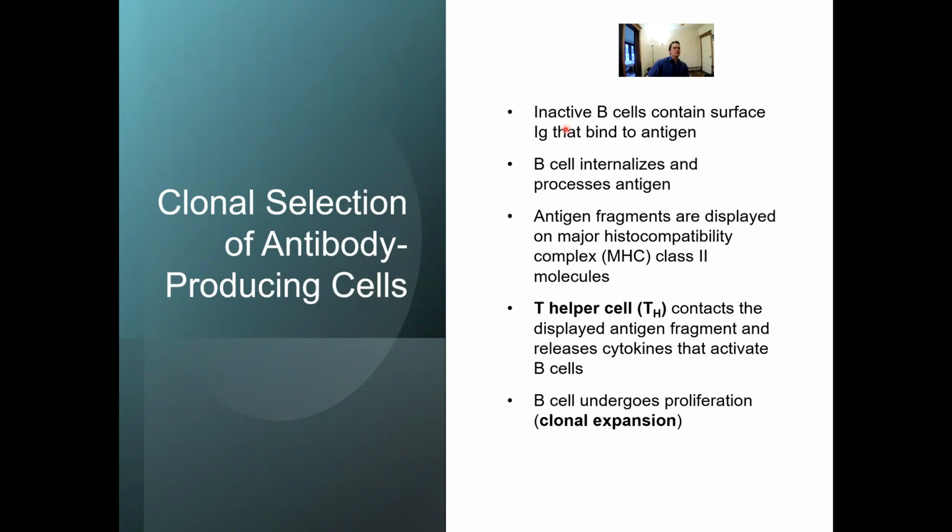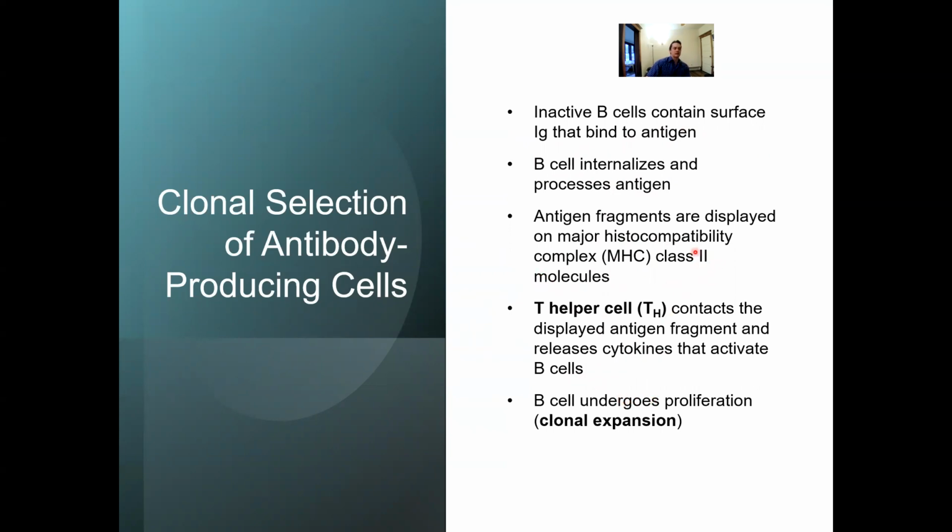You will first note that there are inactive B cells that contain surface immunoglobulin that bind to an antigen. The B cell will then internalize and process the antigen. The antigen fragments will then be displayed on a major histocompatibility complex, MHC. Specifically for your B cells, this would be class 2 molecules. Then your T helper cells contact the displayed antigen fragment and release cytokines that activate your B cells. And then the cell will undergo proliferation.